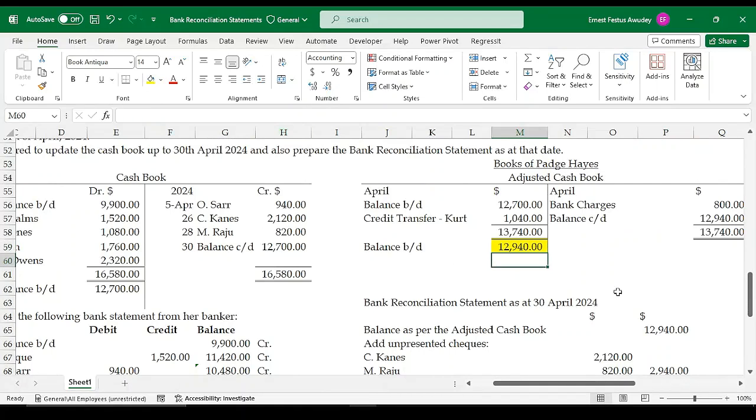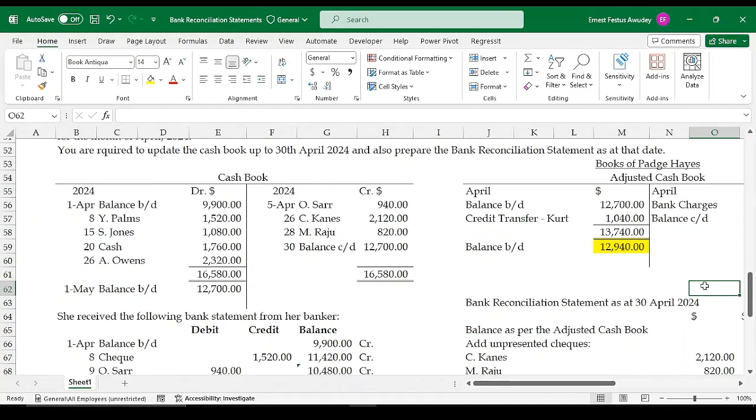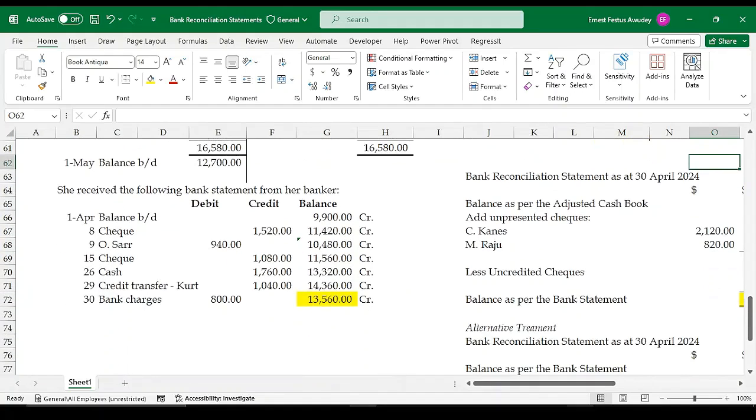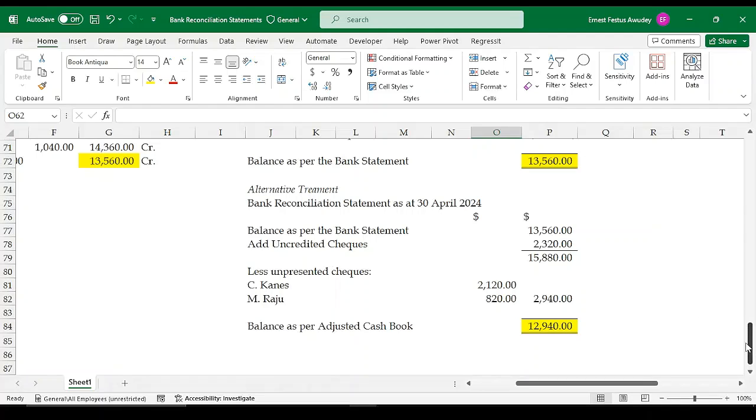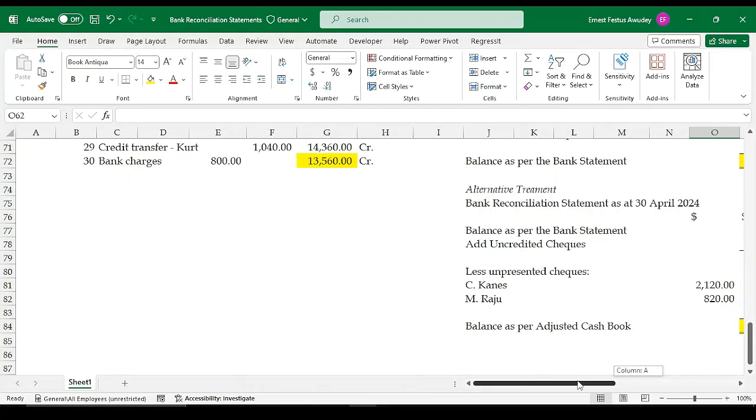All right, so that is how to determine whether your bank reconciliation is working correctly or not. So that is how we prepare the bank reconciliation statement. And this is everything you need to know about the bank reconciliation statement. I'm just going to make some further comments here.